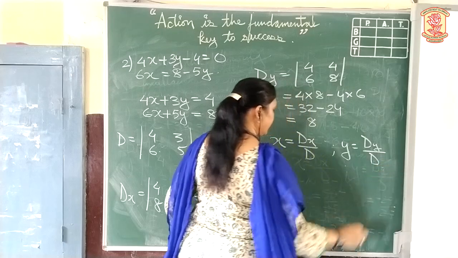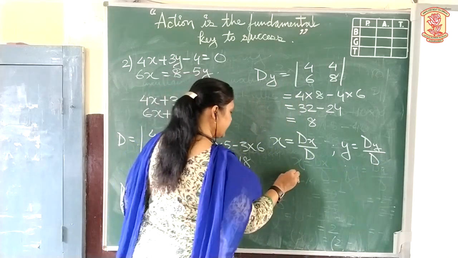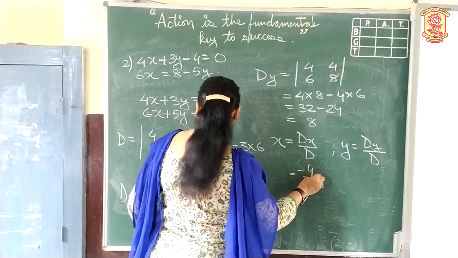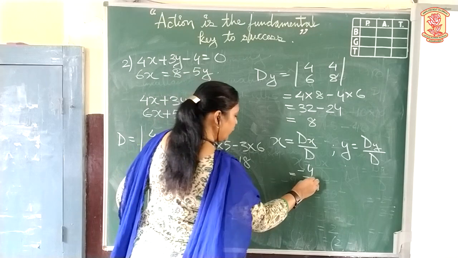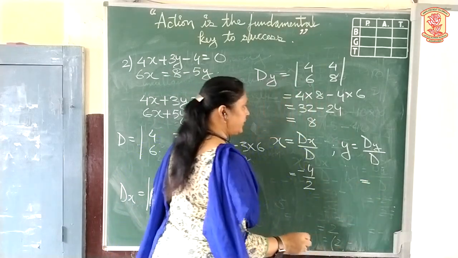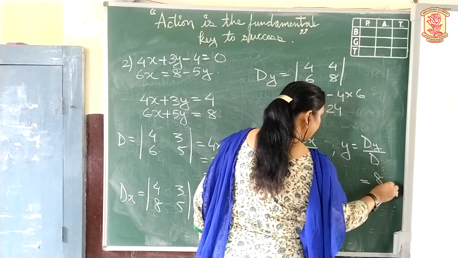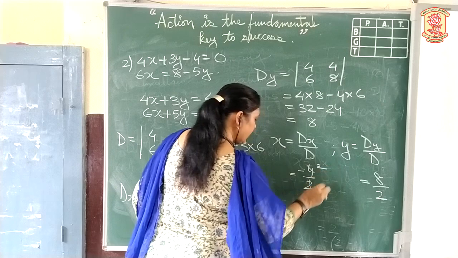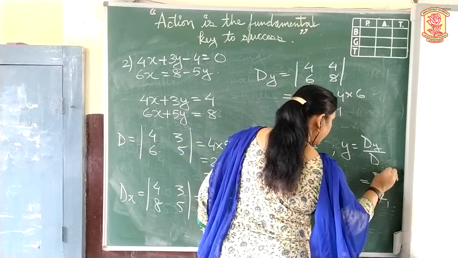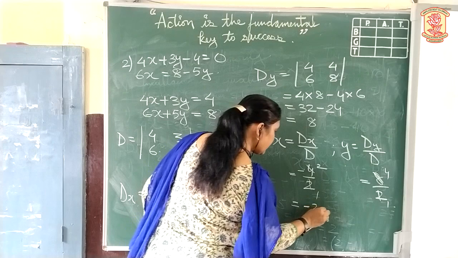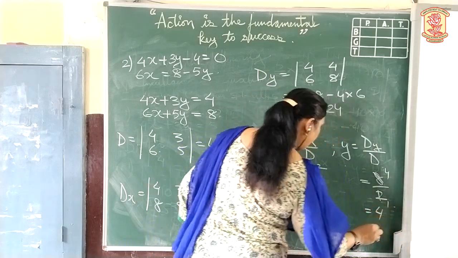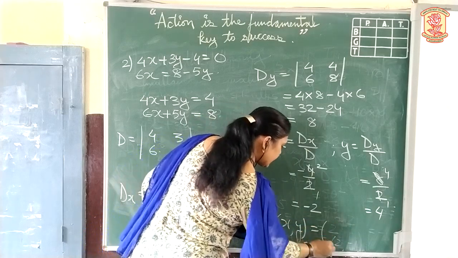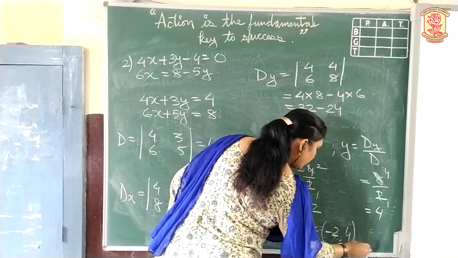So the value of x is dx upon d, that is the value of dx is minus 4 upon the value of the determinant, which is 2. And for getting the value of y, the determinant of y is 8 and the determinant is 2. Cancel this: 2 1s are 2, 2 4s are 8. So the value of x is minus 2 and that of y is 4. So the solution for the given simultaneous equations is (x, y) equals (minus 2, 4).